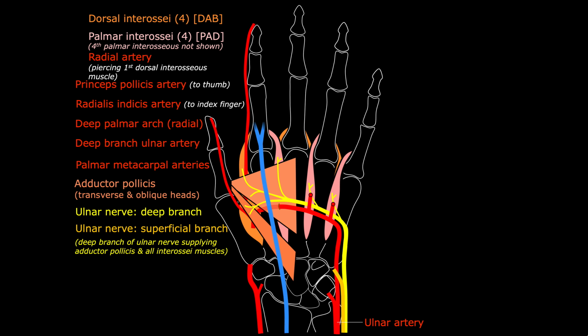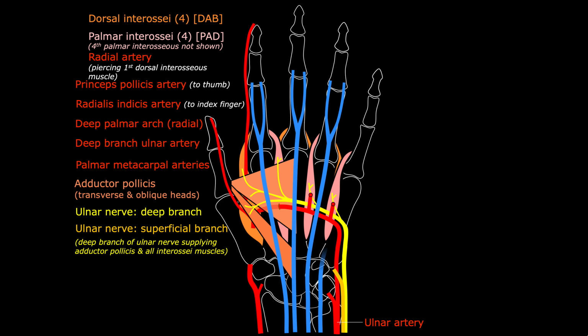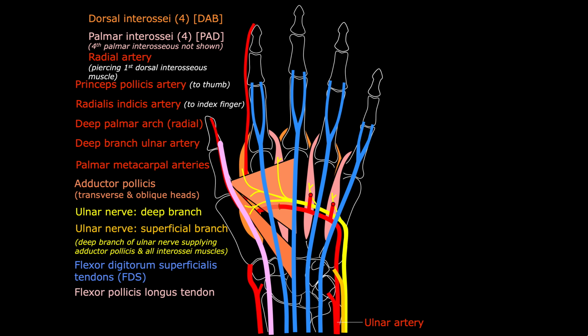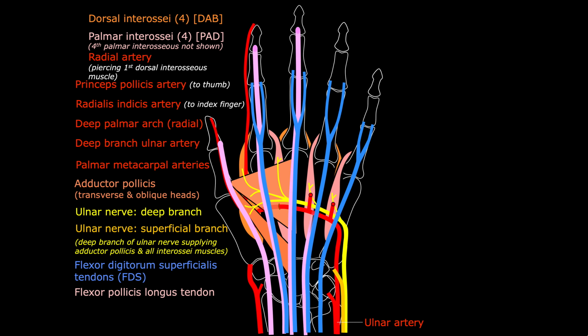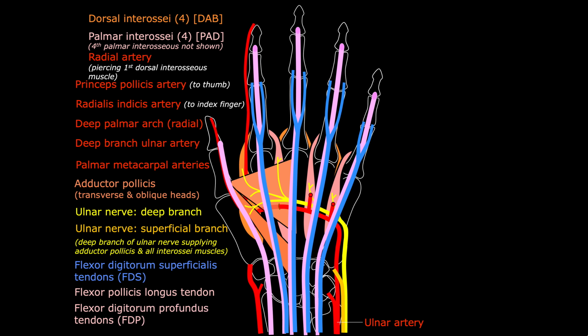Okay, now what is this? This is my flexor digitorum superficialis, and it's going to each digit. We have talked about it. Now we are looking at the flexor pollicis longus tendon. And this is flexor digitorum profundus for each digit. Now we are looking at the extrinsic tendons. And what is this worm-like structure which has just emerged?